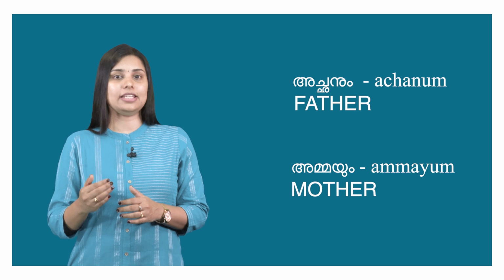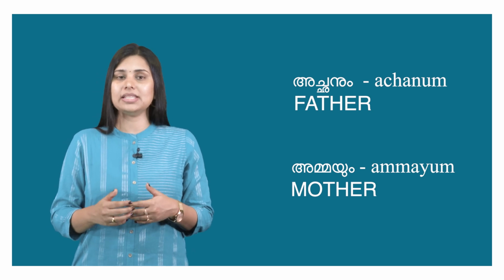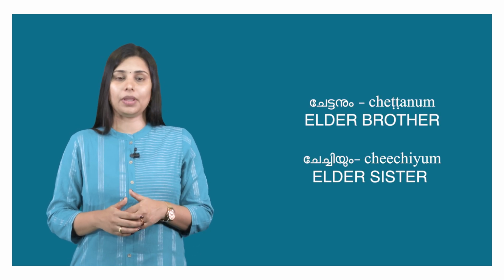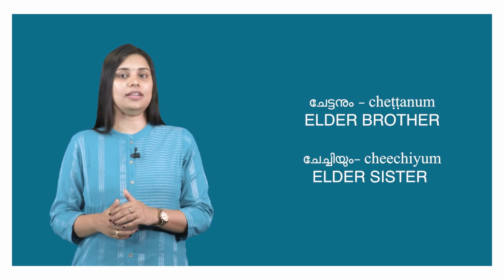When indicating plurality, Malayalam uses suffixes like kal and r, where makkal means children and Bharatiyar refers to Indians. Additionally, the coordinating suffix is used to connect words in a list, as in Achanum, Ammayum means father and mother, and Chetanum, Chechiyum meaning elder brother and elder sister. These grammatical patterns play a crucial role in structuring Malayalam sentences accurately.